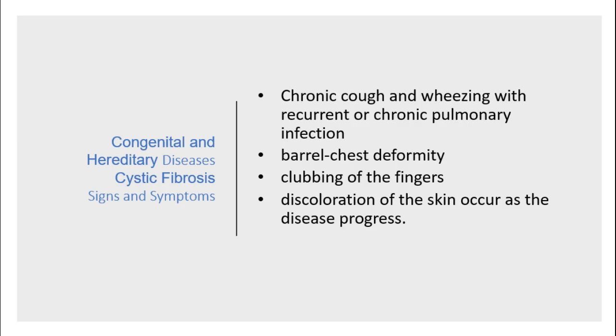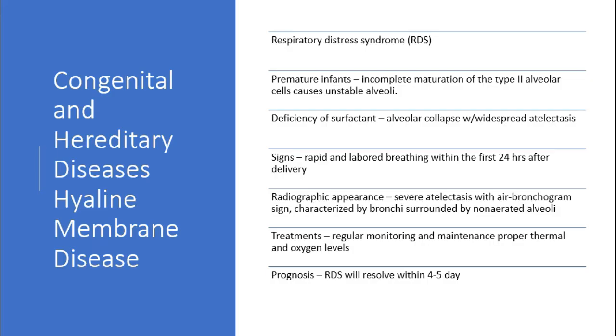All right, so signs and symptoms. Chronic cough and wheezing with recurrent chronic pulmonary infections. You get barrel chest from the constant trying to breathe. You have clubbing of the fingers and discoloration of the skin as the disease progresses.